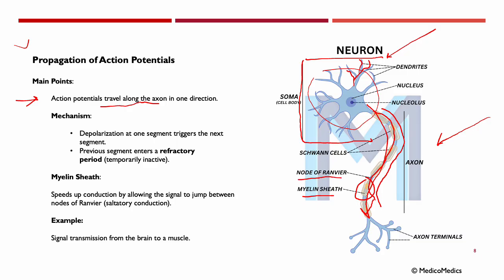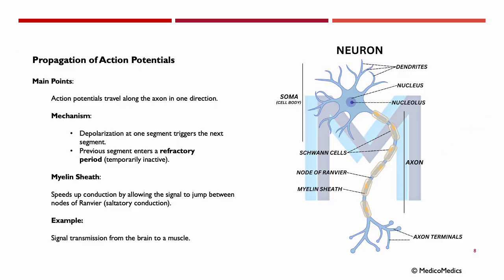We have nodes of Ranvier. These are gaps in between. Let's clean this up. There we go. So the nodes of Ranvier are these gaps in myelin that allow fast signal jumping. Then we have the axon terminals, and these release neurotransmitters to communicate then with other neurons.